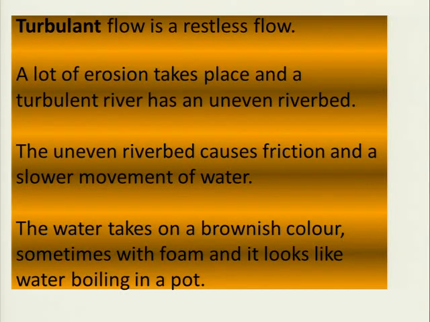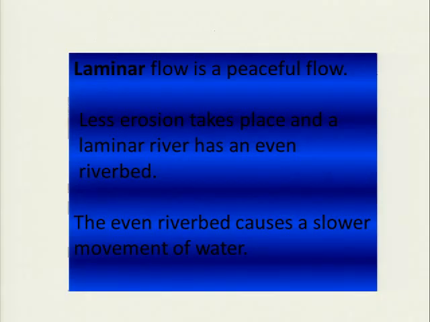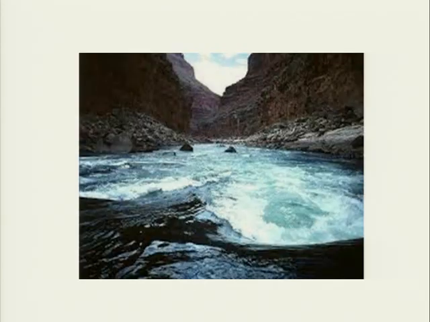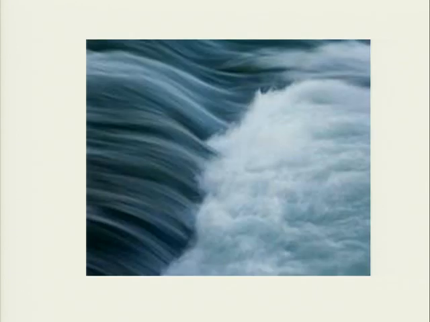Let's look at turbulent flow again. There's a lot of erosion taking place. The turbulent river has an uneven riverbed. The uneven riverbed causes friction and a slower movement of water, and it looks like the water boiling in a pot. And then the laminar flow is a peaceful flow. There is less erosion taking place. It has an even riverbed, and therefore, guys, it is a slower movement of water, or you can also say a faster movement of water, depending on how the riverbed looks and how the water goes down. Okay, there is the comparison between the two. And if you have to identify it, you can have a look there. Look more peaceful and turbulent.